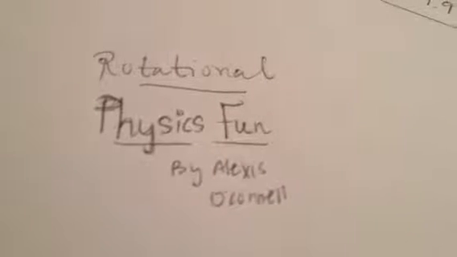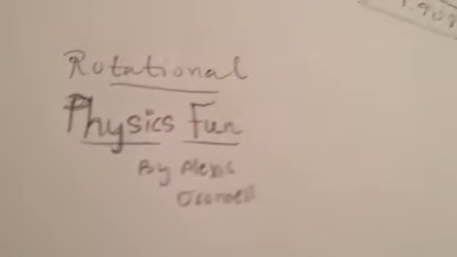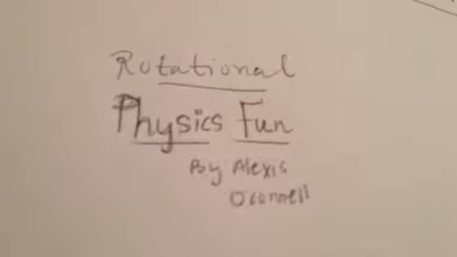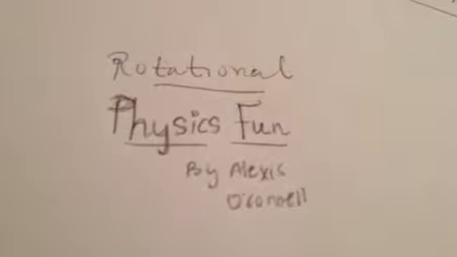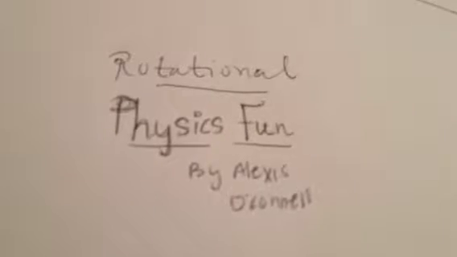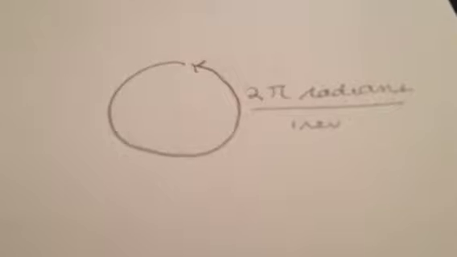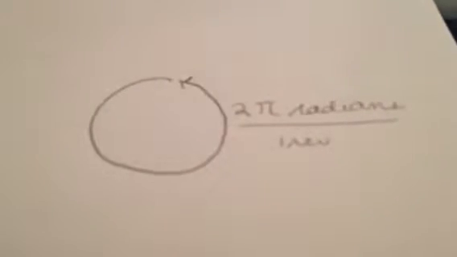So because of that we're going to use angular velocity, angular acceleration, and the kinematic equations that correlate with those values. So here we go. This is going to be a quick one. We know that it goes around in a circle, and we just have to keep in mind that a circle is 2 pi radians per 1 revolution.